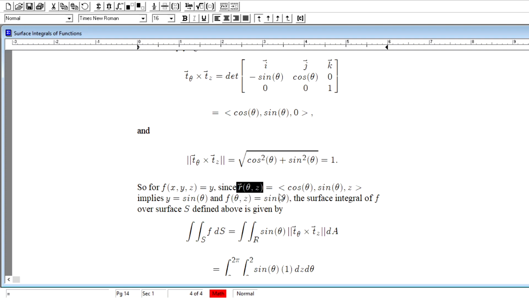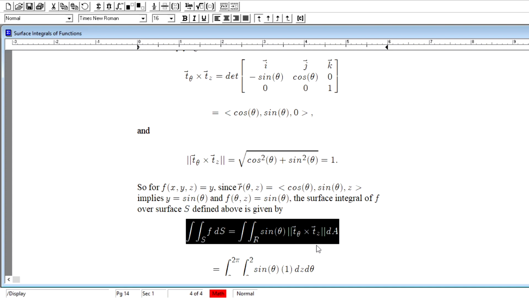Since r of theta comma z equals cosine theta, sine theta, z, where y is equal to sine of theta, f in terms of those parameters theta and z would simply be the sine of theta. And the surface integral of f over surface S would be defined as follows. It would be this, right?